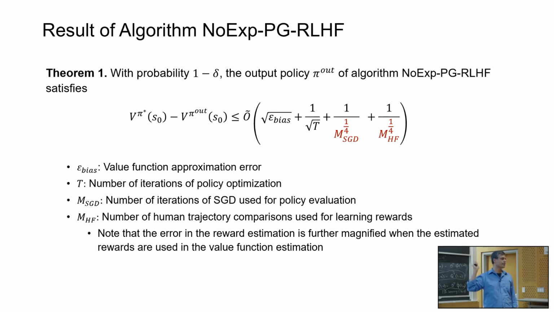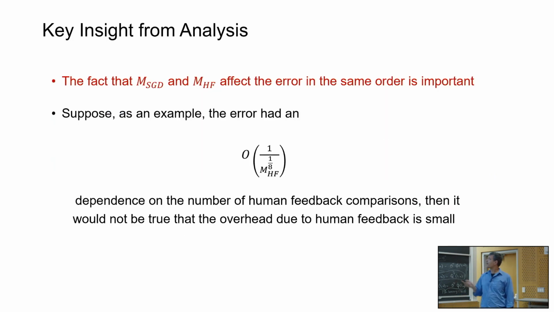Do you see what I'm saying? So this is a crude upper bound is what I would say. So it can only improve our result. The point here is that the fact that MSGD and MHF affect the error in the same order is important, meaning that, as I said, if MHF actually affects in a better order, then it's even better.